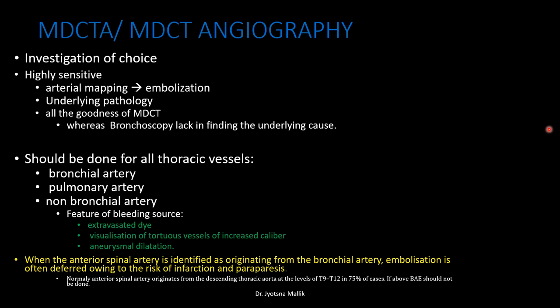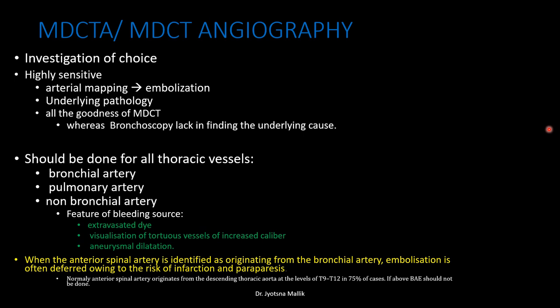We should do it for all the vessels, not only the bronchial or pulmonary vessels: bronchial, pulmonary, and non-bronchial vessels, and we should also always look for the anterior spinal artery origin. Normally it originates from the descending aorta at the level of T9 to T12 in 75% of cases. But if it is above T7, we should avoid bronchial artery embolization, because there is a high chance of paraparesis because of accidental occlusion of the anterior spinal artery.